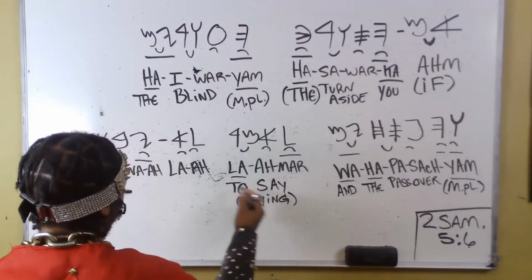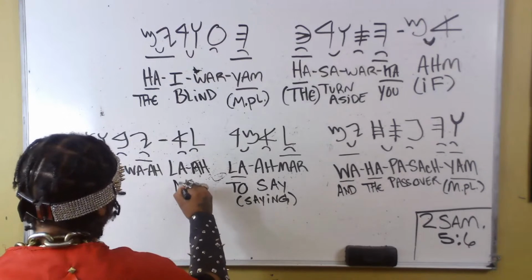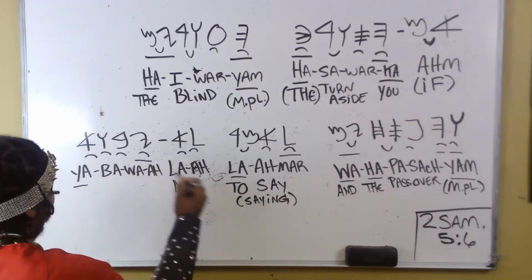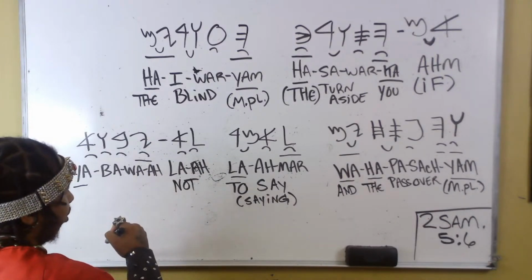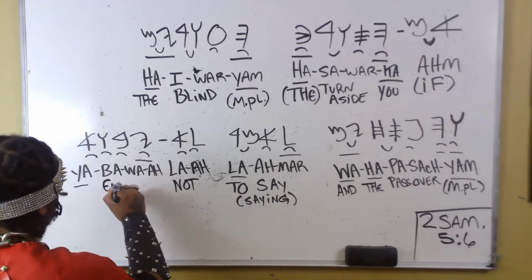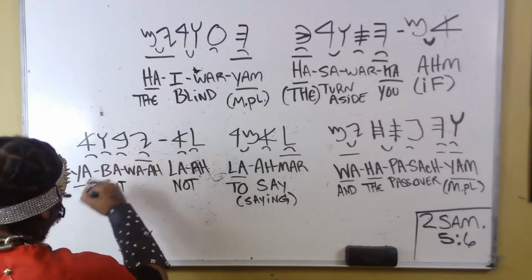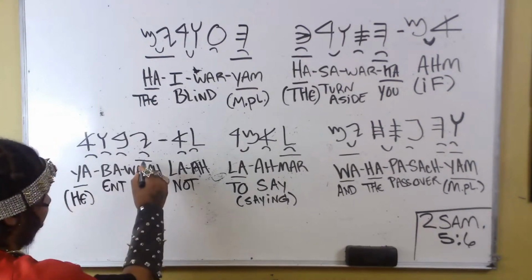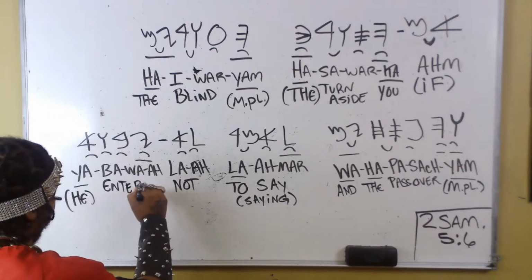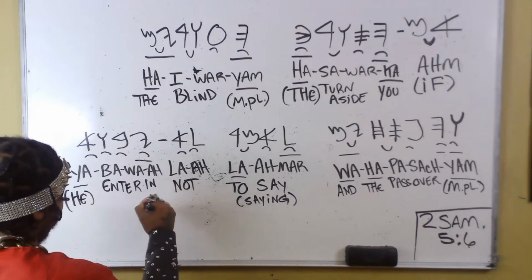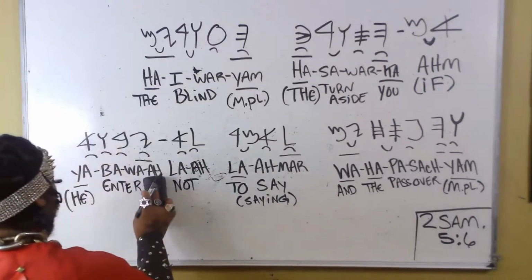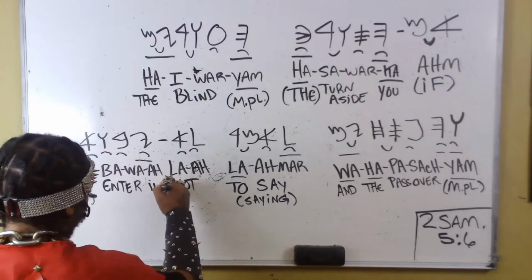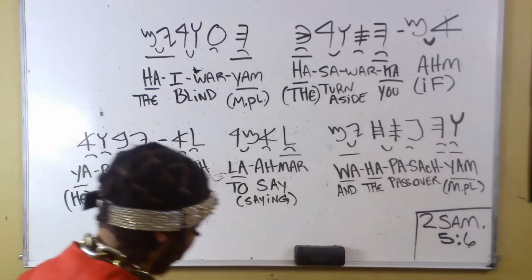Right? Saying or to say, la no or not. Right? Not bawa'a, come in or enter in. Let's put enter in. And ya is he, he at the beginning of a root word. Remember that? Yah is he. Not enter in. Or also, Bawa is enter into. But we ain't going to put all that. We're just going to put enter in. And let's try to translate.